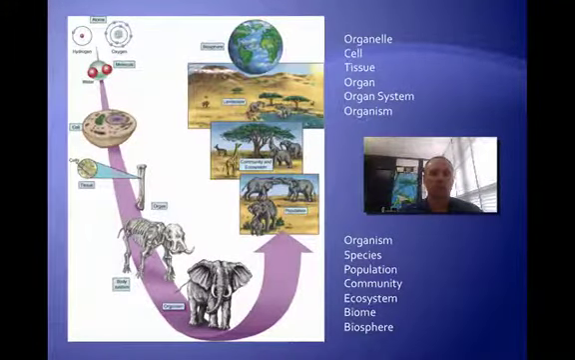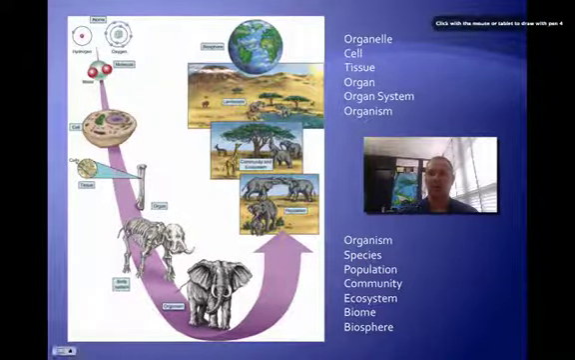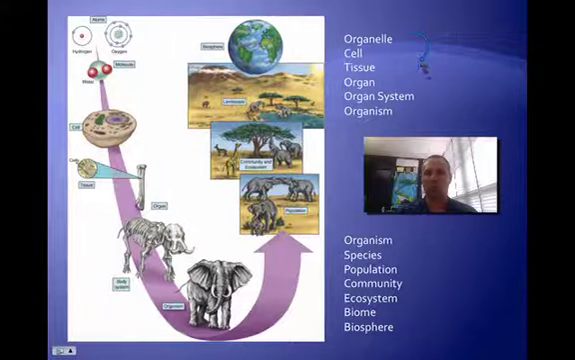Now, the last thing I want to do is a hierarchy of sorts. Up here at the top, we have a hierarchy. Now, this is basically within an organism itself. You know, you go from organelle to cells. A group of cells work together to make a tissue. A group of tissues make an organ, to organ systems, to an organism.